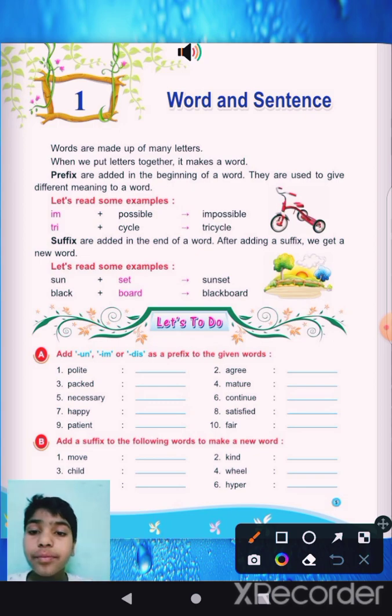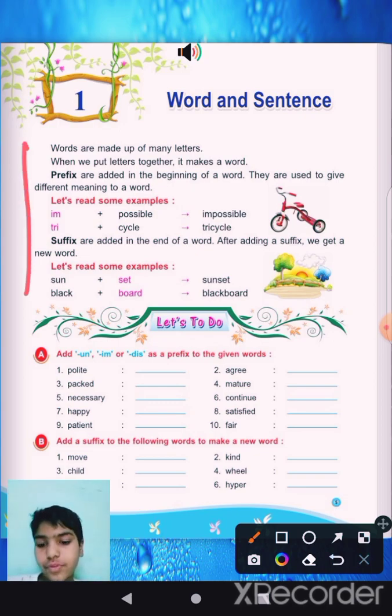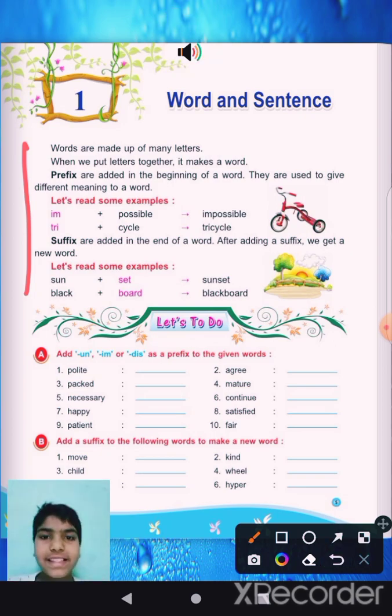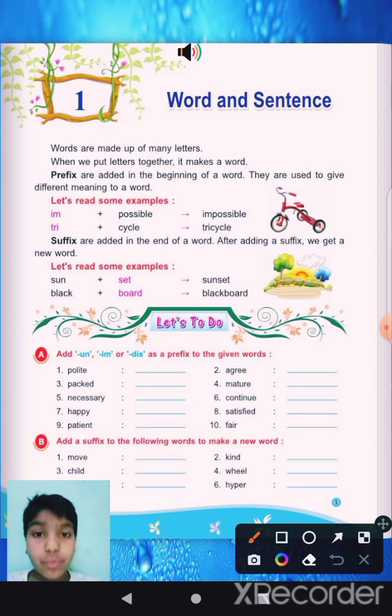I will give you a whole recap once with this speaker, while I stay on the camera. So be ready. Now I will read it again and explain it. First lesson, word and sentence, page number 5. If you have the book on your Play Store and another mobile, you can take it.